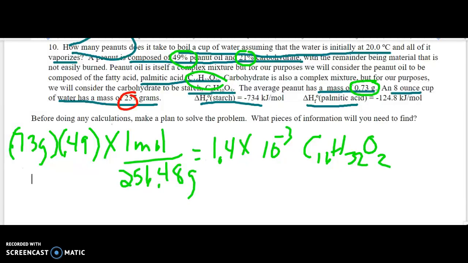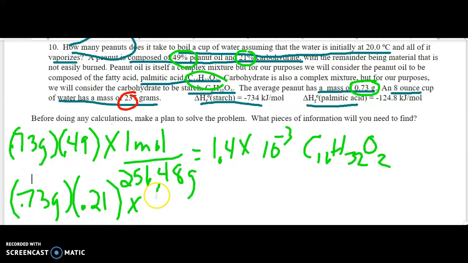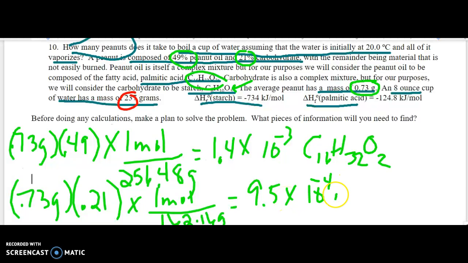Then I'm going to do 0.73 grams times the 0.21 times 1 mole over 162.16 grams. That's going to be my carbohydrate molar mass. And that's going to be 9.5 times 10 to the negative fourth moles of starch.